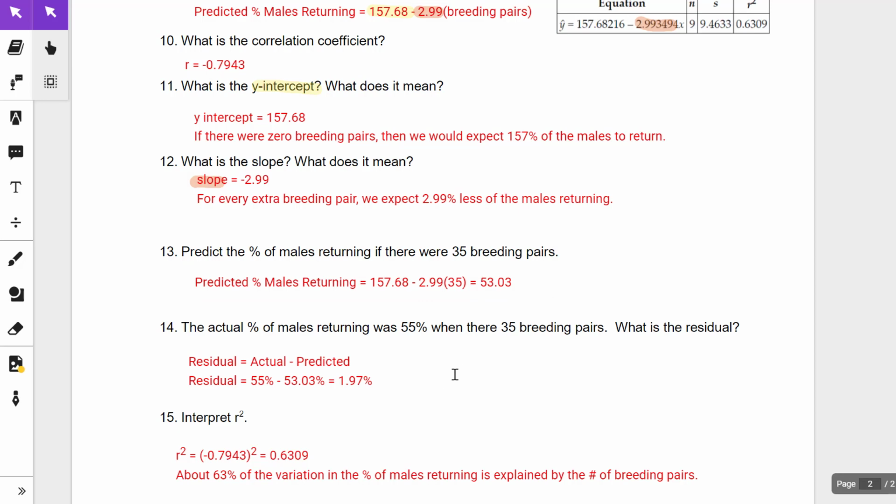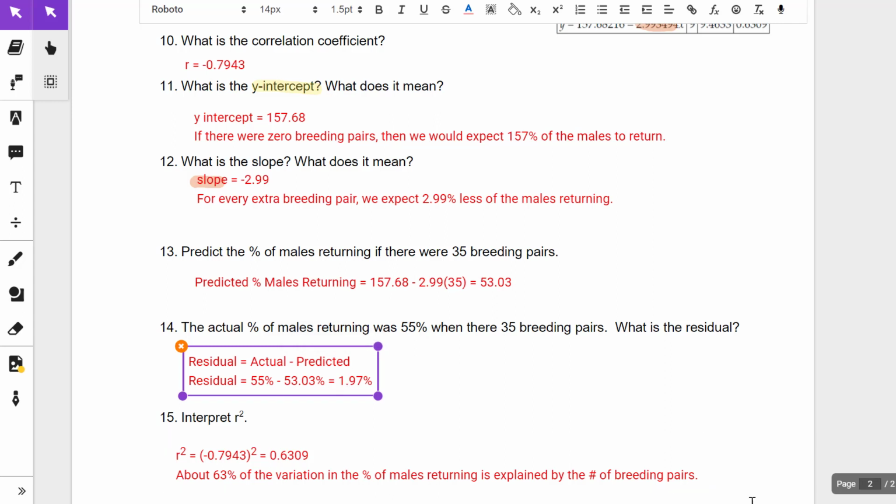So if the actual percent of males returning was 55%, what is the residual? So we said, oh, the actual is 55%. We predicted 53%. So the residual is 1.97%. So we under-predicted by 1.97%. How do I know we under-predicted? Because our prediction is under the actual.